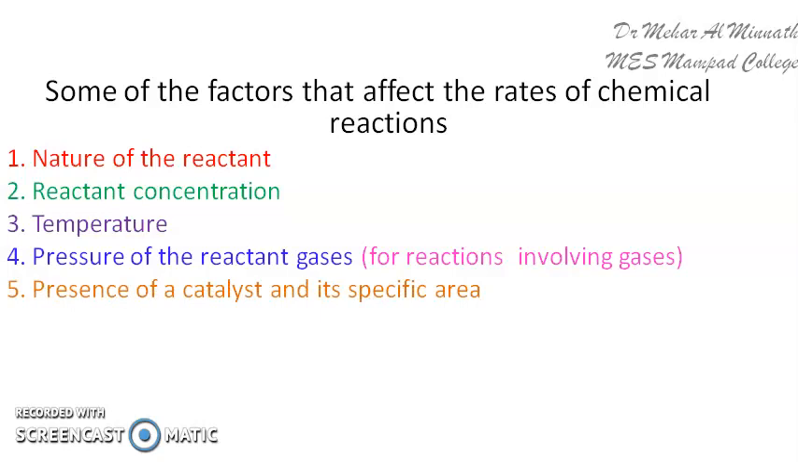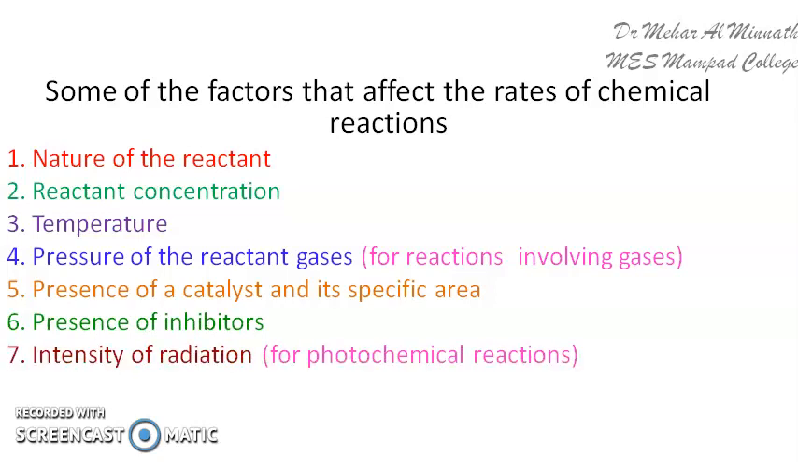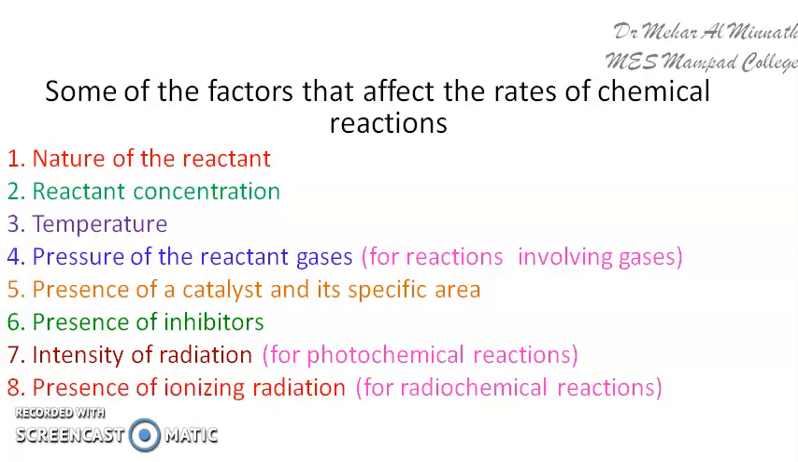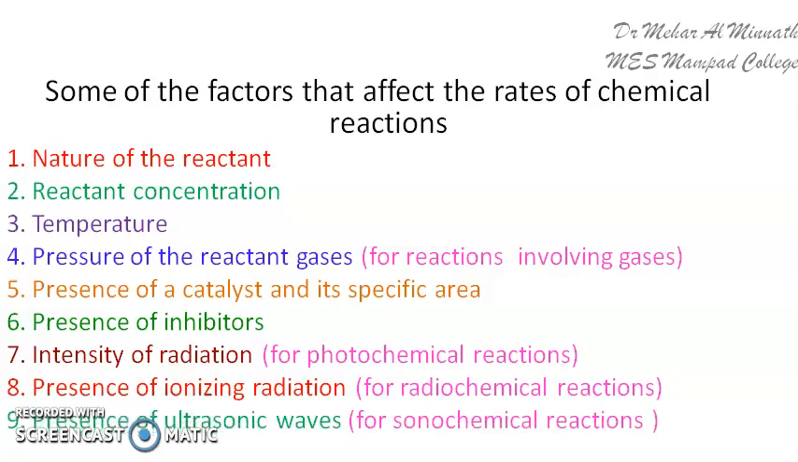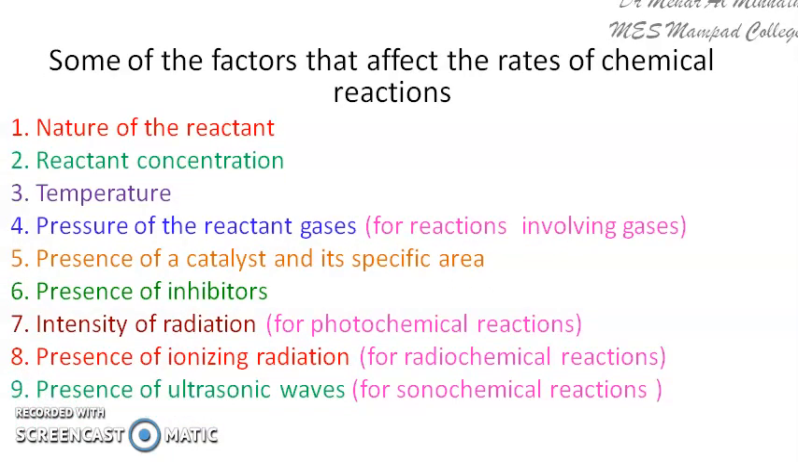Then if you're using a catalyst, the presence of a catalyst, and also the specific area of the catalyst, decides the rate of the reaction. Presence of inhibitors, then intensity of radiation, particularly in photochemical reactions. The intensity of radiation decides the rate of the reaction. Presence of ionizing radiation in radiochemical reactions, and presence of ultrasonic waves in sonochemical reactions, that is reactions which use sound energy, similar to photochemical reactions where you use light. In sonochemical reactions you use sound as a source of energy.